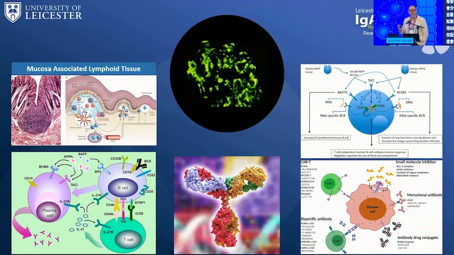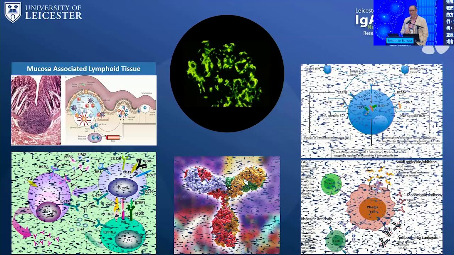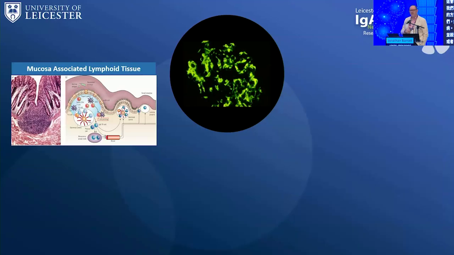Or alternatively, we may say, let's just forget about the cells altogether. Let's go straight for the antibody in the circulation and remove it. Just remove the antibody. All of these are potential options that are becoming a reality in the treatment of IgA nephropathy. So let's think first about targeting the mucosal immune system.